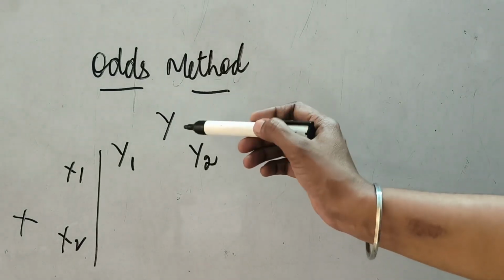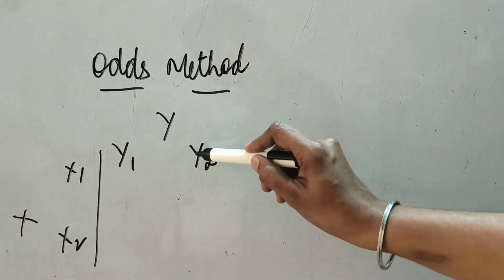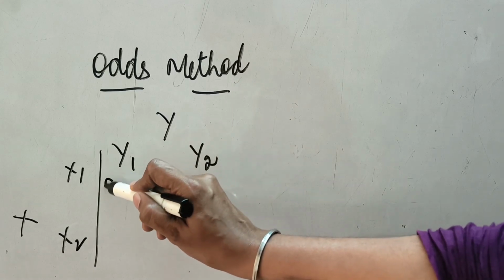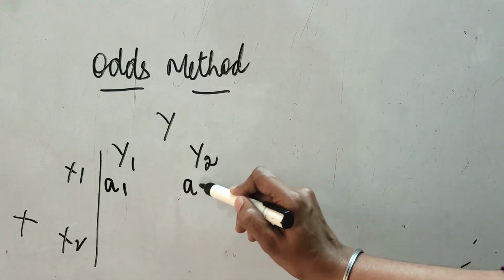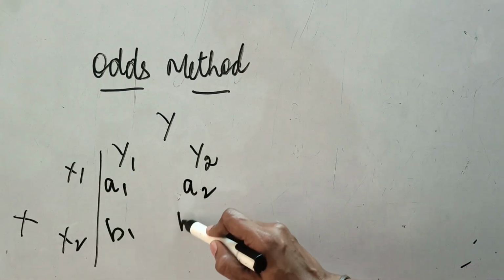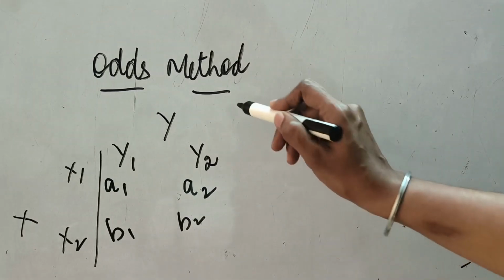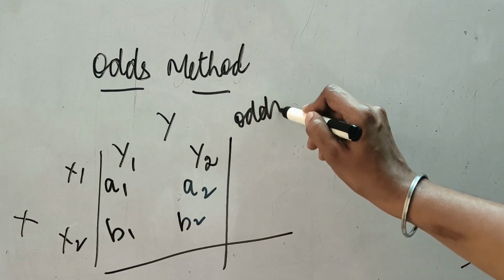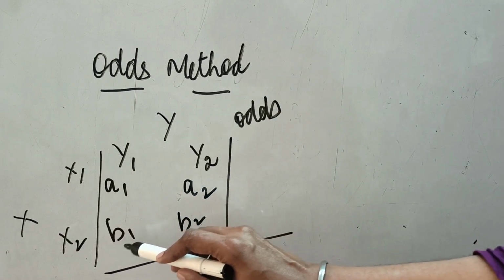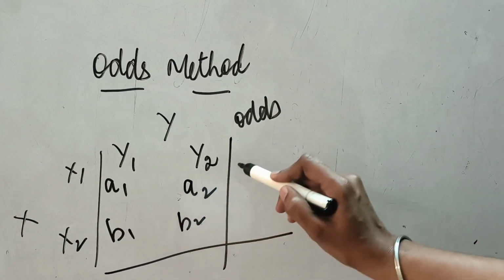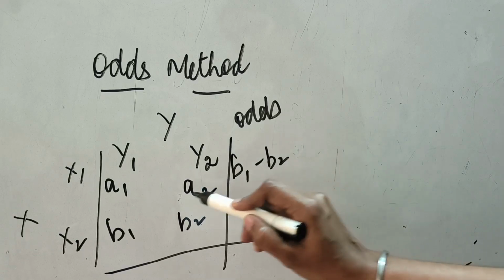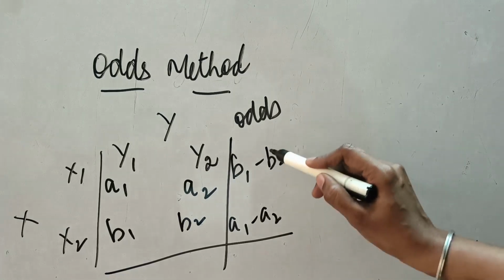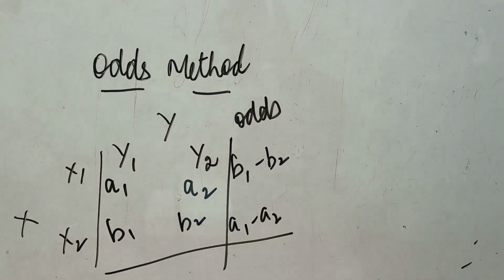Now see, if I take this example, Y has 2 strategies, Y1 and Y2, X has 2 strategies, X1 and X2, and for example here the values are a1, a2, b1, b2, and I have to apply the odds method over here. First of all, I will find out the odds. How do we calculate the odds? The difference between b1 and b2 will be written here: b1 minus b2, and the difference between a1 and a2 will be written here. And this is modulus. It means you have to ignore the negative signs.